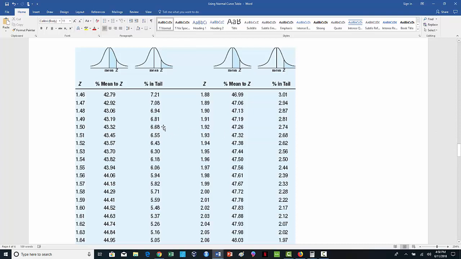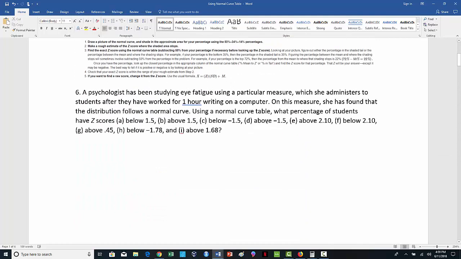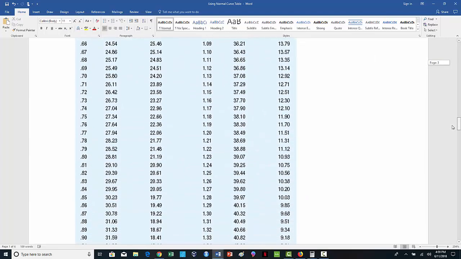And so we know the next question was asking what percentage are above that same point. And so that's going to be the same as our previous answer, 93.32%. So just to keep going on with the trend here, part D asks what percentage of students have z-scores above the z-score of negative 1.5.